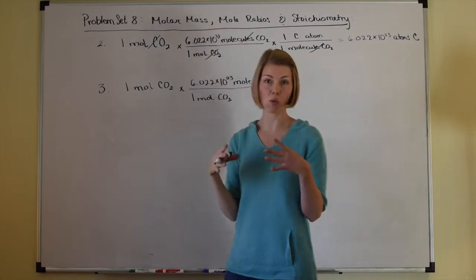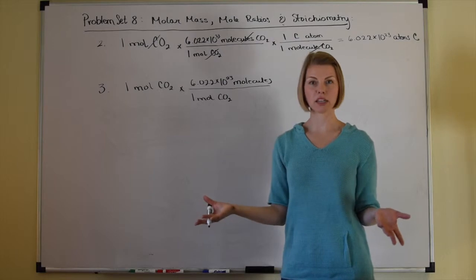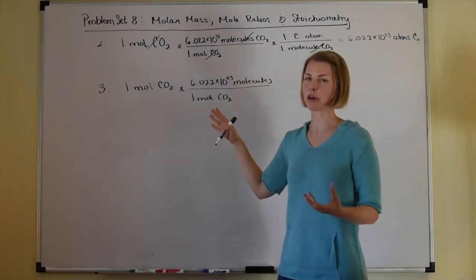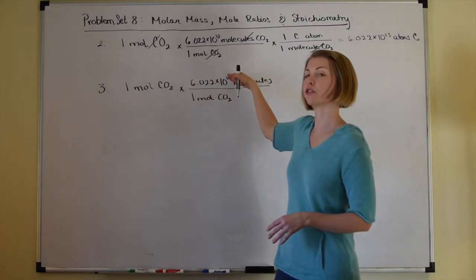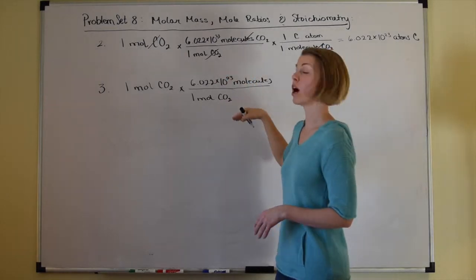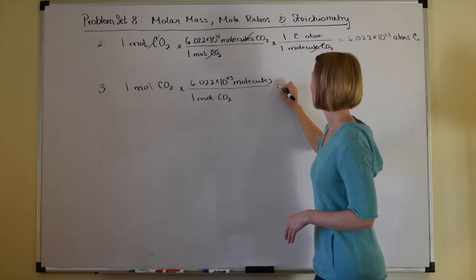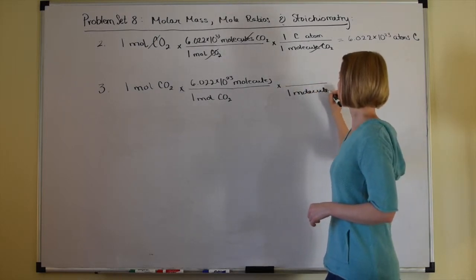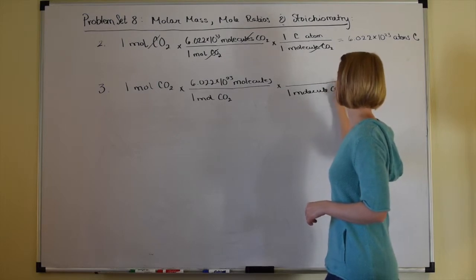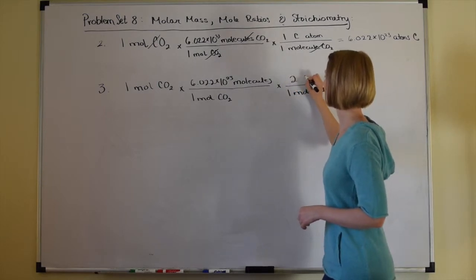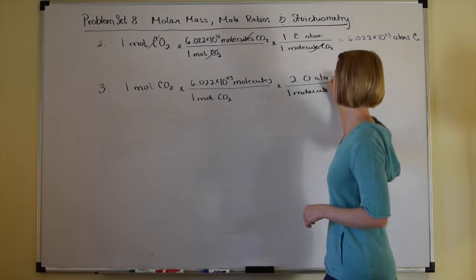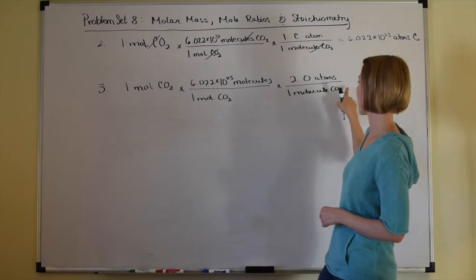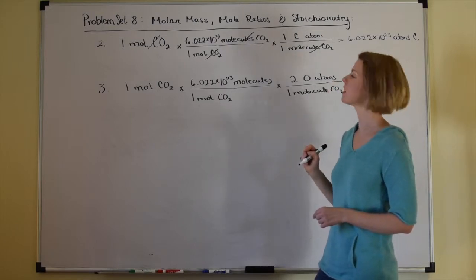Remember, it would be like saying 1 dozen carbon dioxide. We'd know that there are 12 in a dozen. It's the same concept. We know that there's 6.022 times 10 to the 23 in 1 mole, okay? And in this case, in 1 molecule of CO2, there are 2 oxygen atoms.